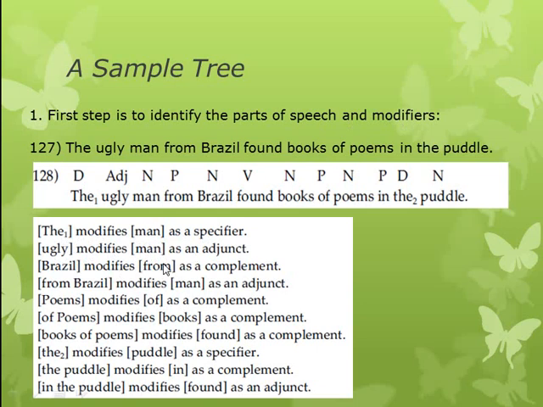Brazil modifies from as a complement. From Brazil modifies man as adjunct. Poems modifies of as a complement. Of poems modifies books as a complement. Books of poems modifies found as a complement. And then the modifies puddle as a specifier. And then the puddle modifies in as a complement, and in the puddle modifies found as an adjunct. Okay, so that's the last one, in the puddle.